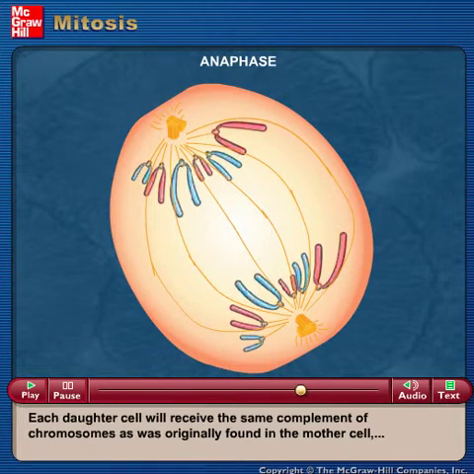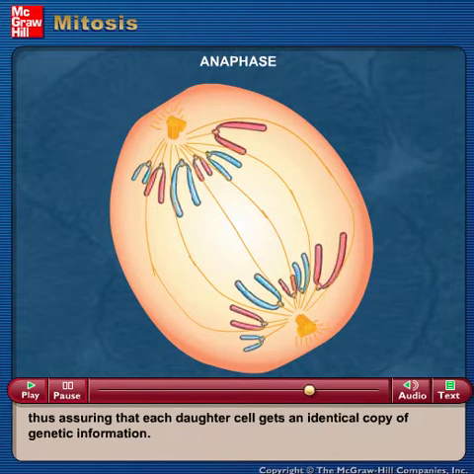Each daughter cell will receive the same complement of chromosomes as was originally found in the mother cell, thus assuring that each daughter cell gets an identical copy of genetic information.